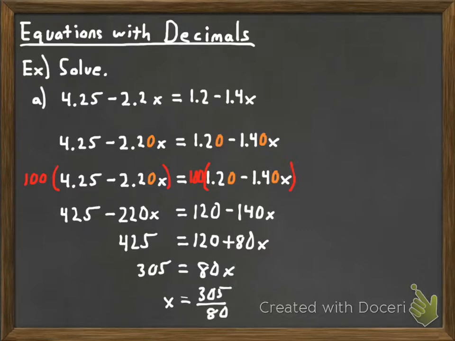And then we'll just go ahead and simplify that. It looks like we can divide both the numerator and denominator by 5. I don't think anything greater will work. In fact, it won't. 305 divided by 5 will be 61. 80 divided by 5 is 16. That's our solution.